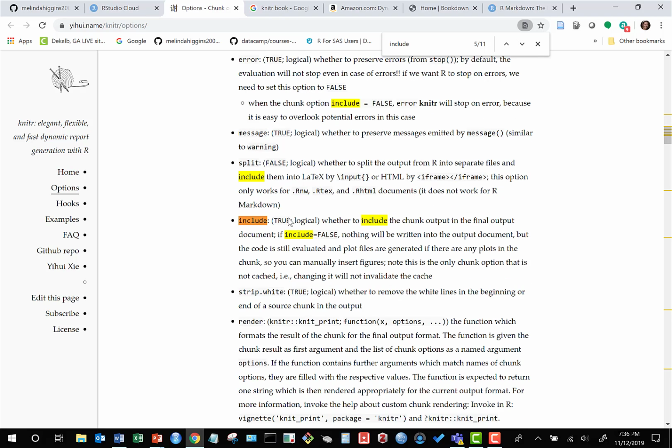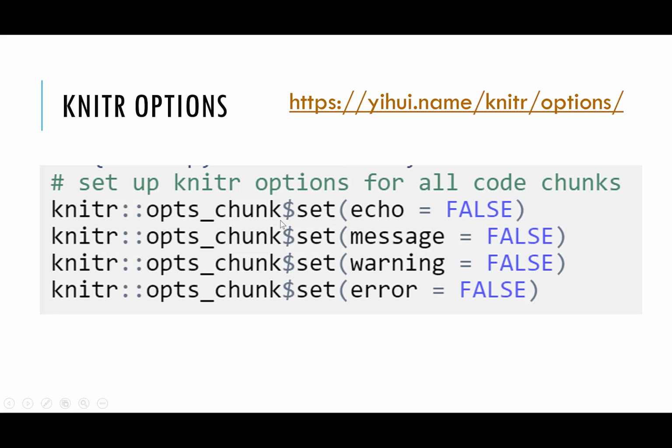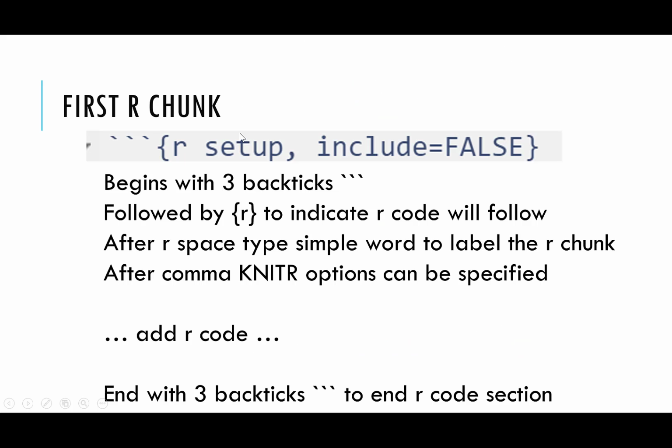All right, so the include option tells whether to include the chunk in the final output or not. Let me go back up. What I'm saying is that this code chunk is actually going to run and execute all that code, but it's not going to include any of the output in the document, which is fine because this first one is really setting up the environment of all the stuff that I've got to have for the rest of the code to work in the document. And so that's what this is doing.